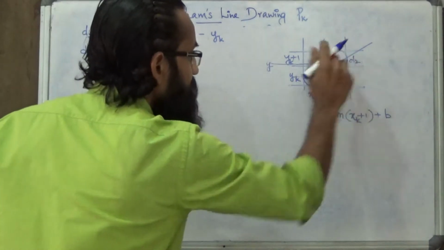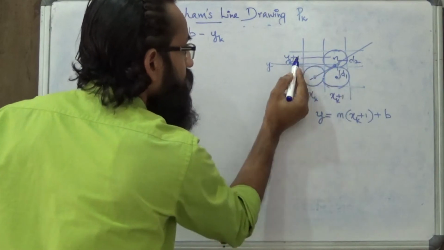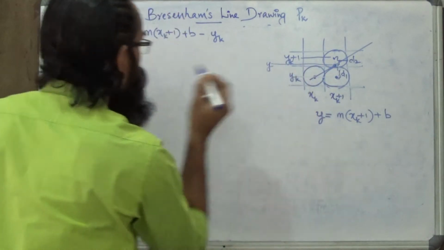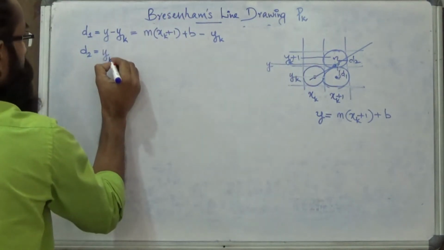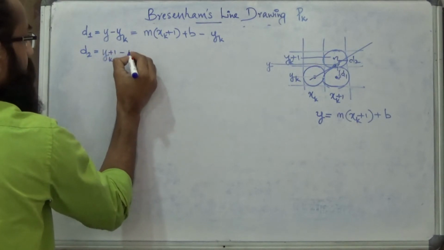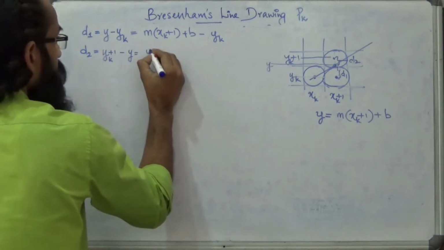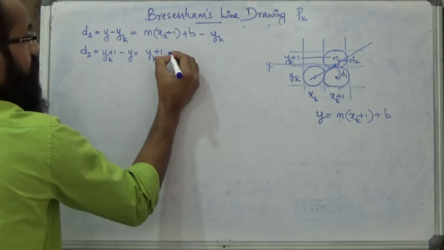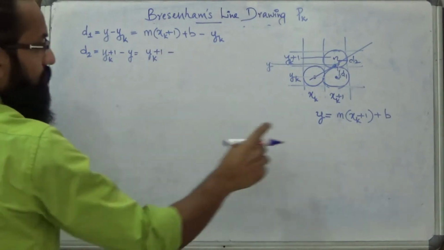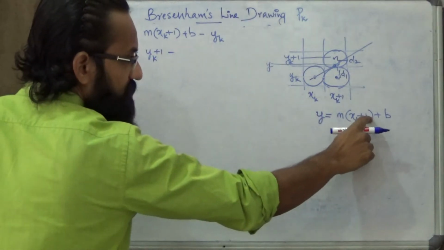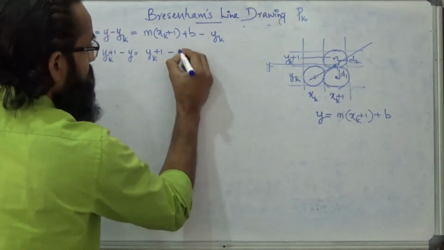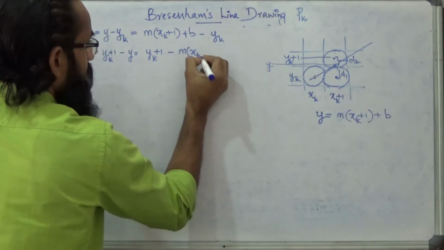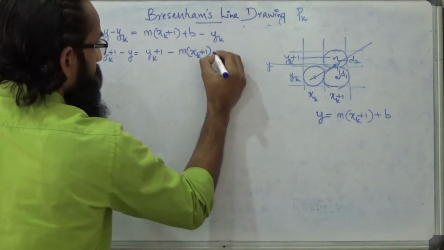Now what about d2? d2 is this distance, that is yk plus 1 minus y. So this will be equal to yk plus 1 minus y. y is m xk plus 1 plus b. So this will turn to yk plus 1 minus m into xk plus 1 minus b.